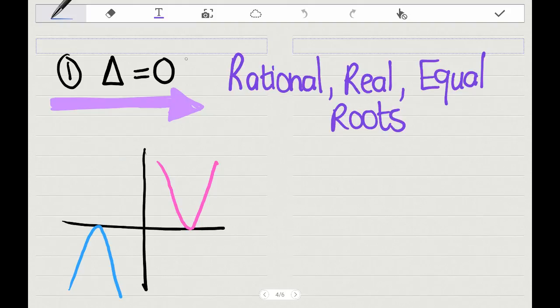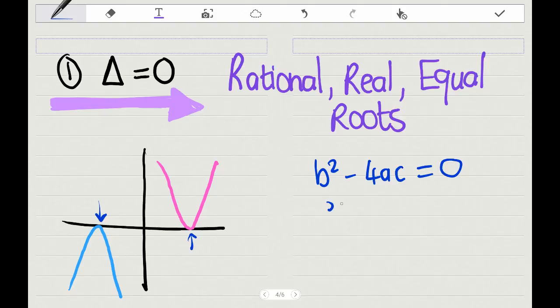Okay, so the first one is when the determinant is equal to 0, and then we get rational, real, equal roots. So what does that mean? It means b squared minus 4ac is equal to 0, and when that is equal to 0, then we have a solution that looks like this. So on our quadratic equation, we can see that we have just one solution. In other words, the turning point is the x-intercept.